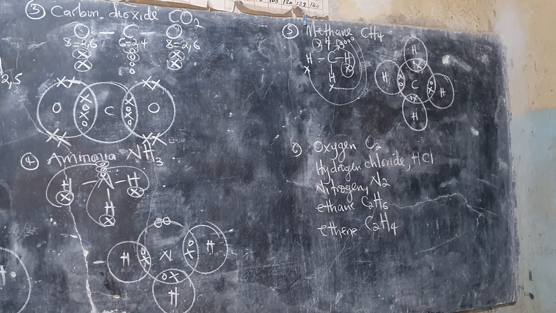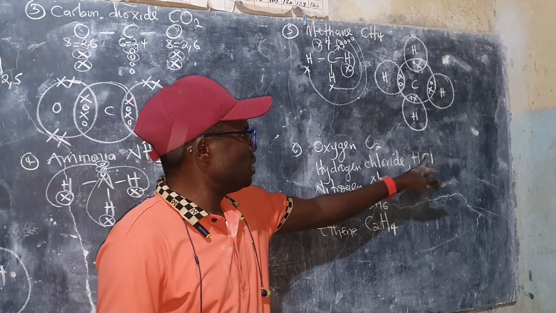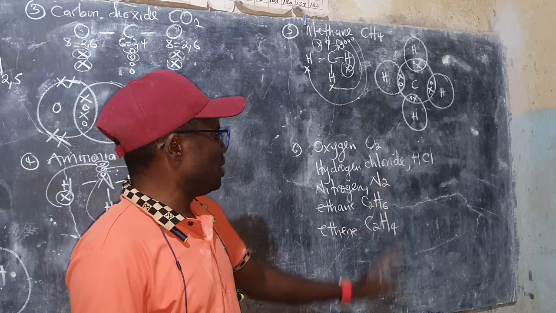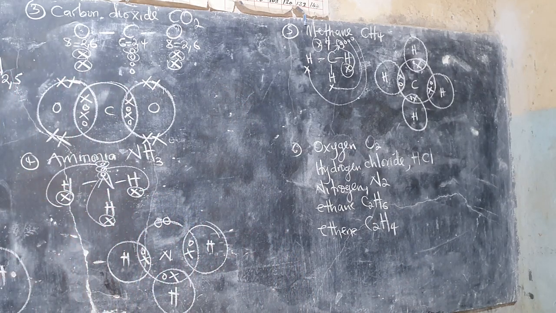But that is how you do it. So there is an exercise down there for oxygen. So this is one that I want. I want you people to draw for this one: oxygen, hydrogen chloride, nitrogen, ethane, and then ethane. I want you to draw those ones and you send them to me.